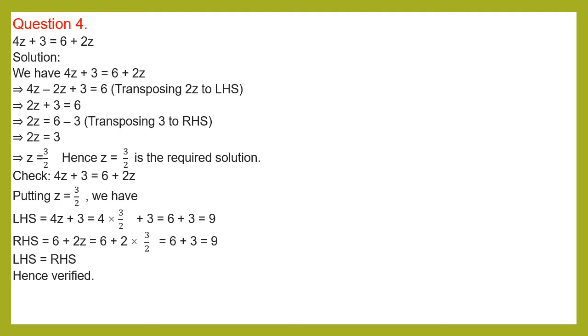In the same way, let us take the RHS. 6 plus 2z equals 6 plus 2 into 3 by 2. The 2s get cancelled, children, so that 6 plus 3 remains. 6 plus 3 means 9. LHS is also 9, RHS is also 9. So that LHS equals RHS. Hence our answer is verified.